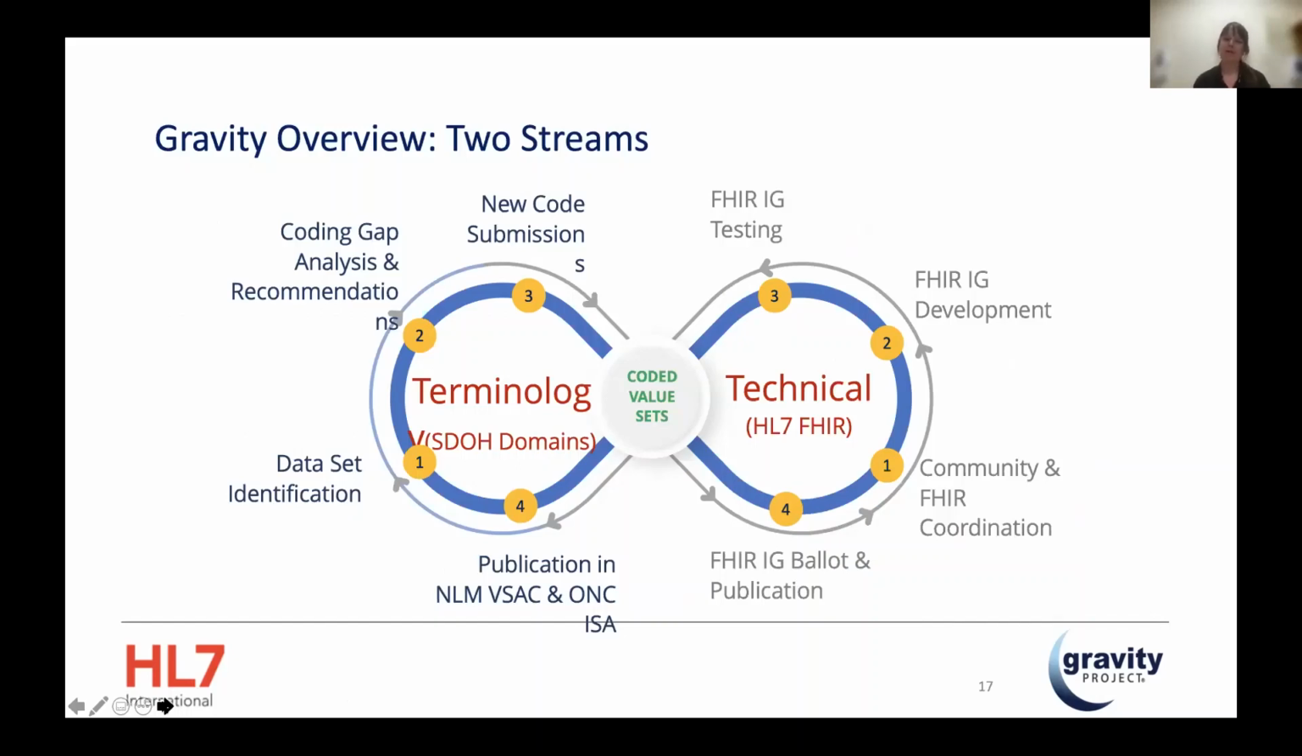What we do on the terminology side is we collectively work to develop data sets for each individual domain that represent what needs to be said, and then we analyze those gaps, and then we submit new codes to our standards organizations who are at the table. At almost all of our public meetings, we have representatives from LOINC, SNOMED CT, the CDC, and ICD-10-CM, just watching and making sure we're all speaking the same language. Eventually we'll publish value sets for these individual domains in our Value Set Authority Center at the National Library of Medicine for the US.